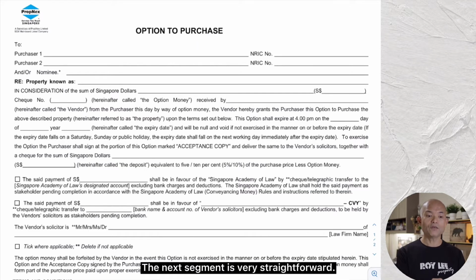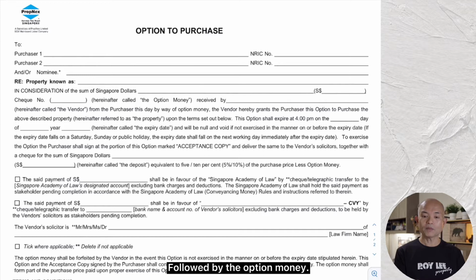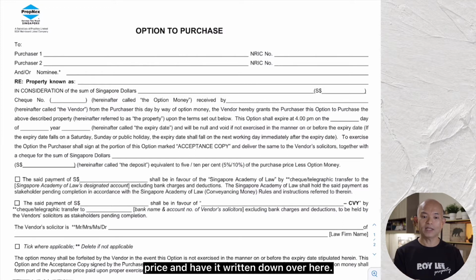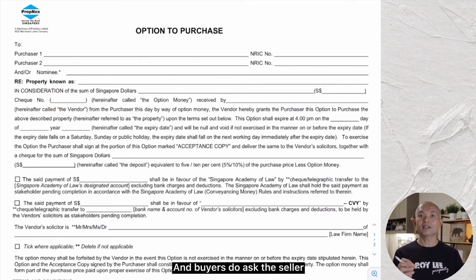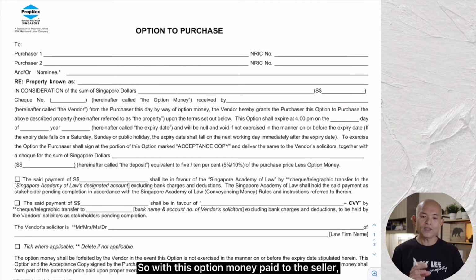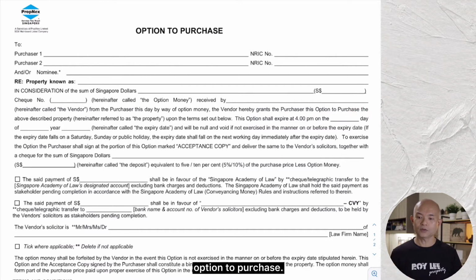The next segment is very straightforward, which is the property address. So write down the property address over here, followed by the option money. And this is typically 1%. So work out that 1% of the property price and have it written down over here. And it will be via a cheque. So write down the cheque number over here. And buyers do ask the seller which name the cheque should be addressed to. And typically that person who is receiving that option money, his name will be written here as well. So with this option money paid to the seller, the seller will then in return grant the buyer this option to purchase.